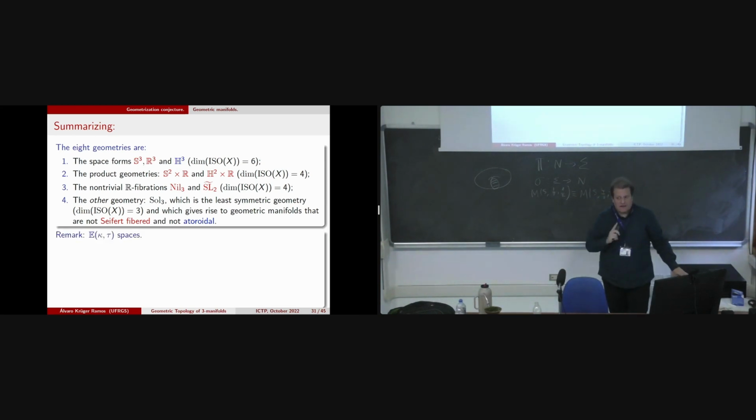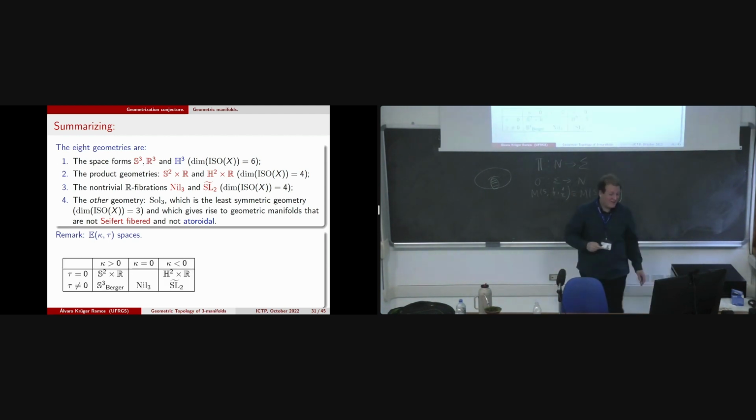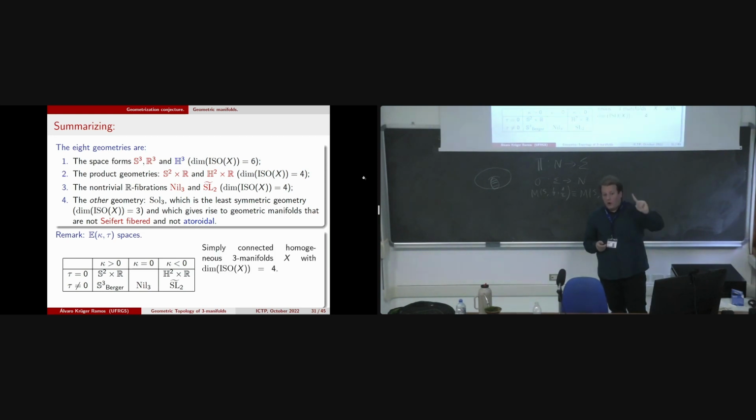One little remark, because I hear this question several times when I talk about geometries: what about E kappa tau spaces? If you know what I'm talking about, great. If you don't, don't worry about it. This is Riemannian geometry at its best. So E kappa tau spaces are these 5 spaces: S2 cross R, H2 cross R, the Berger spheres, Nil3, and SL2R tilde. And they are simply connected. They are all simply connected homogeneous 3-manifolds with a 4-dimensional isometry group.